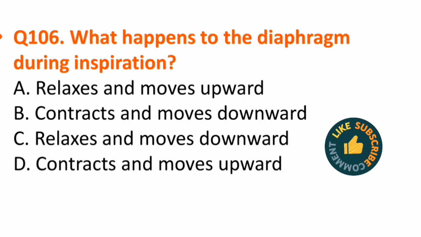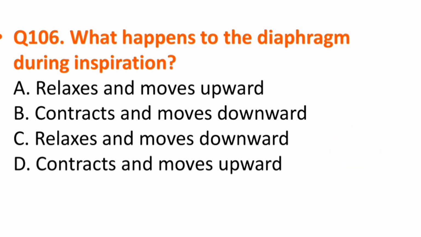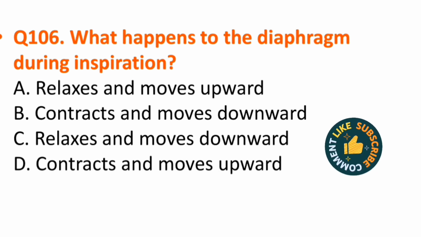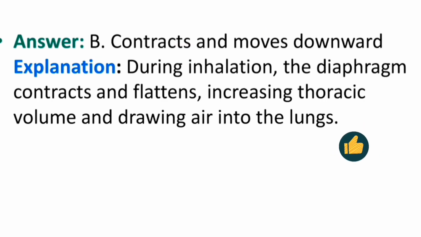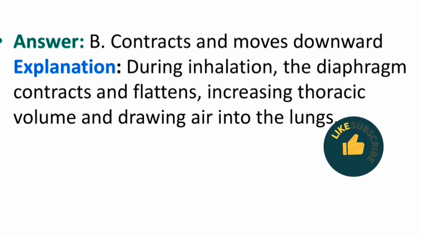What happens to the diaphragm during inspiration? Option A relaxes and moves upward. Option B contracts and moves downward. Option C relaxes and moves downward. Option D contracts and moves upward. The correct answer is option B contracts and moves downward. During inhalation, the diaphragm contracts and flattens, increasing thoracic volume and drawing air into the lungs.